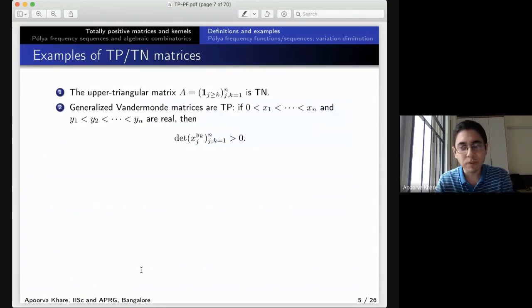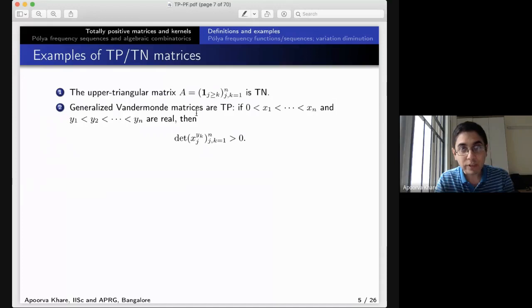Okay, examples. Again, some things are common, but the next slide won't be common. These are some important examples, and I want to remind you again. Take the upper triangular matrix, or maybe this is lower triangular, I always get confused. Actually, maybe this is lower triangular. Anyway, you keep ones on the diagonal, ones below the diagonal, and zeros above, and that's totally non-negative. Take any minors and those are non-negative.